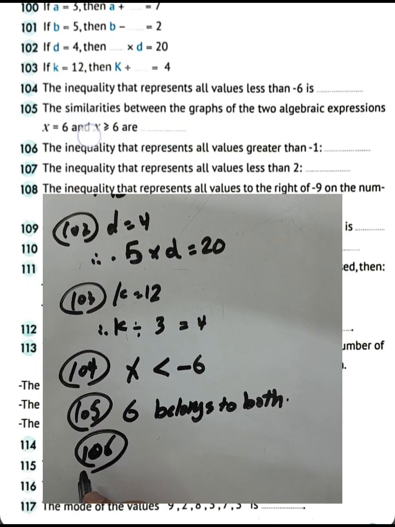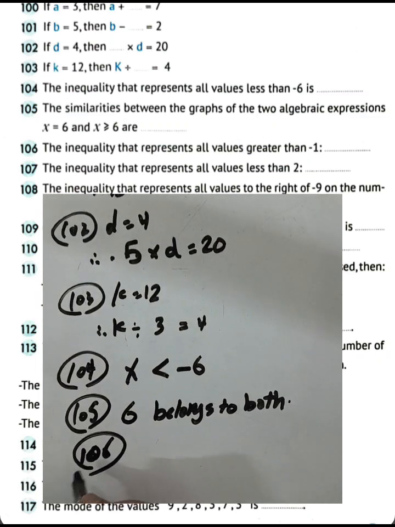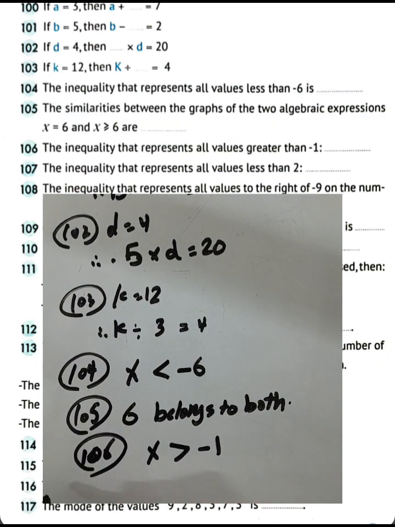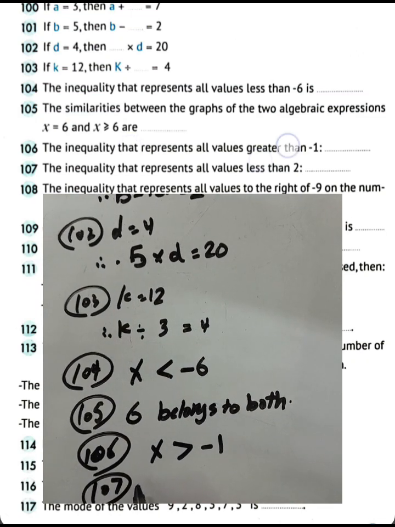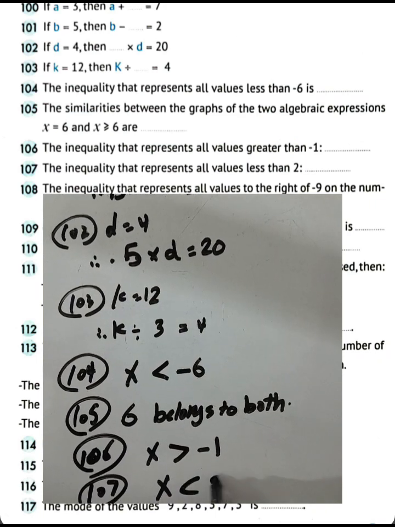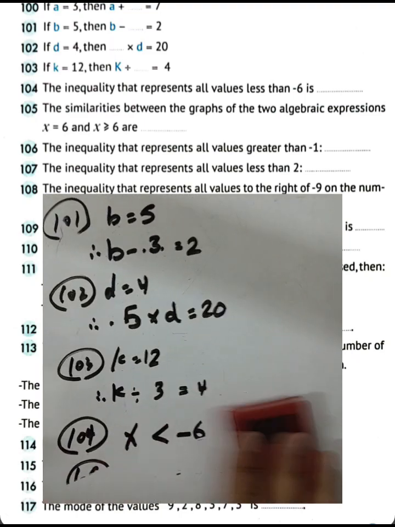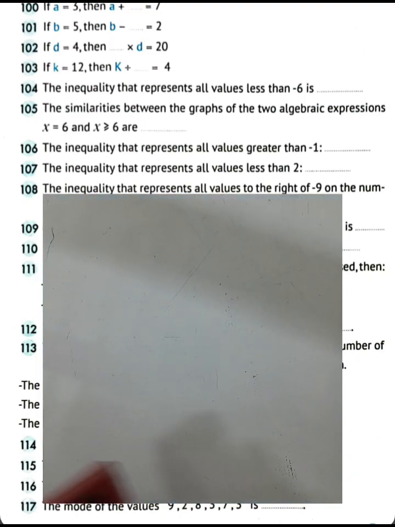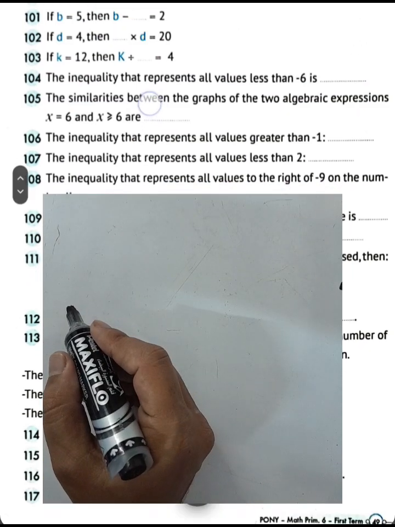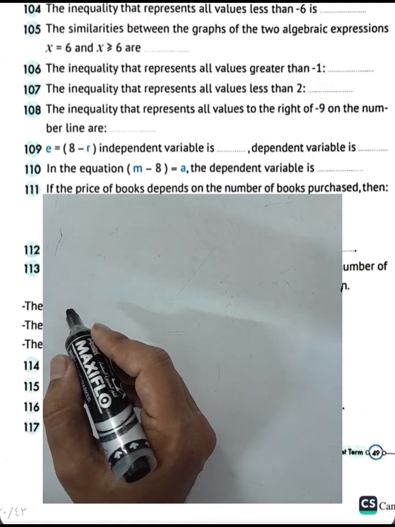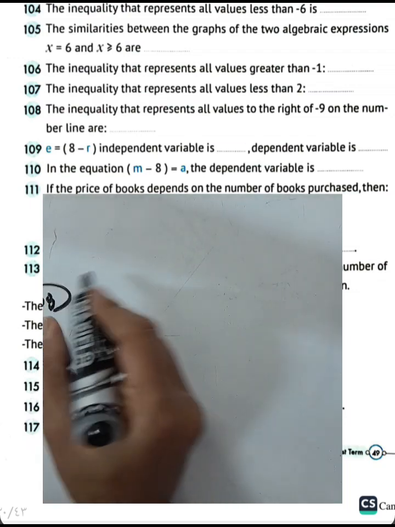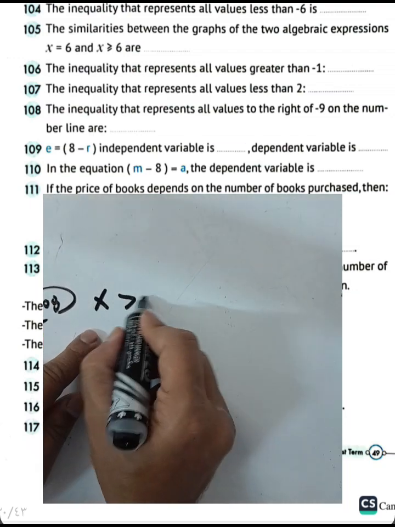Question 106, the inequality that represents all values greater than negative 1, it will be x greater than negative 1. Question 107, the inequality that represents all values less than 2, it will be x less than 2. This sign is used, x less than 2. Question 108, the inequality that represents all values to the right of negative 9, it means greater than negative 9 on the number line. We can write here x greater than negative 9.